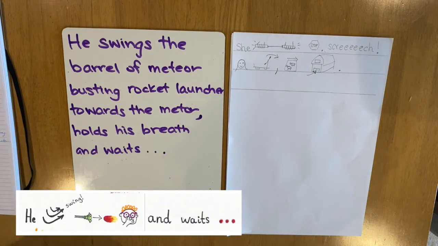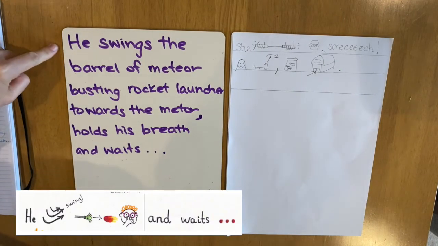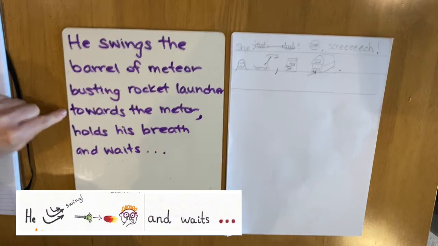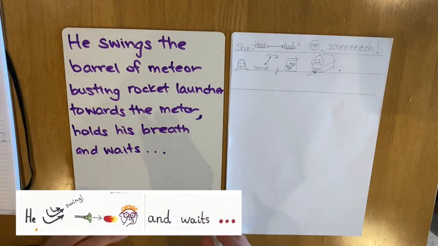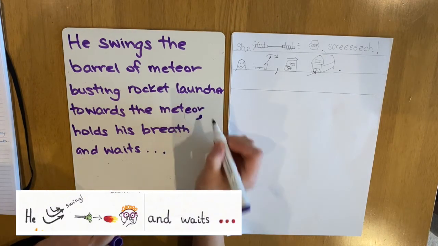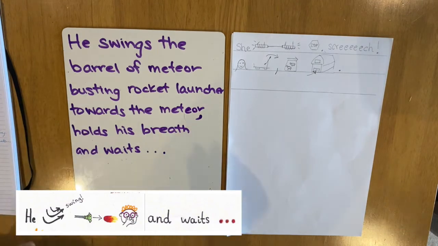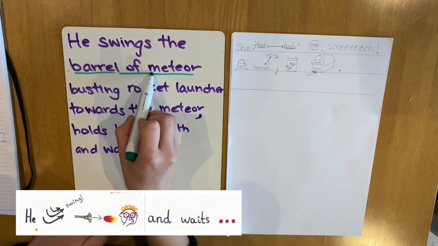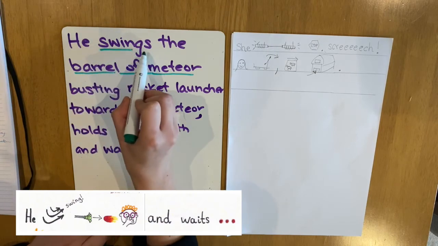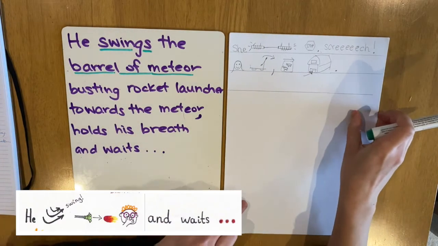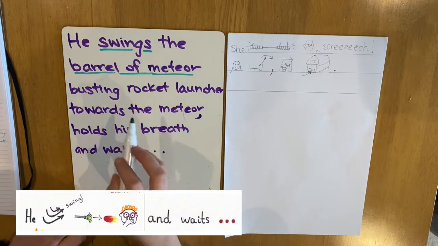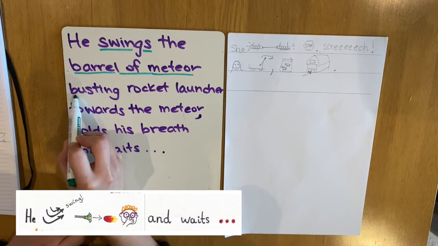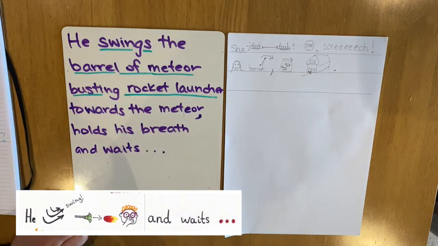The last sentence that we're going to do today is, he swings the barrel of meteor-busting rocket launcher towards the meteor, holds his breath, and waits. For my story, her weapon isn't the meteor-busting rocket launcher. In my story, it's the cheese-melting heat ray. So I'm going to underline this bit because that is the bit that we're changing. I'm also going to change the word swings because in my story, she's not going to swing her heat ray. Busting rocket launcher, underline this whole thing because that's all the bit that you're changing.